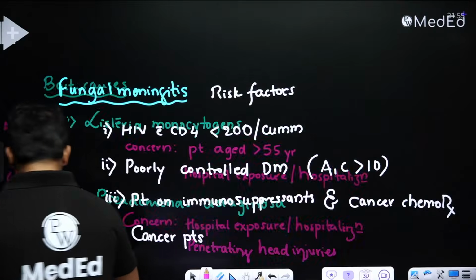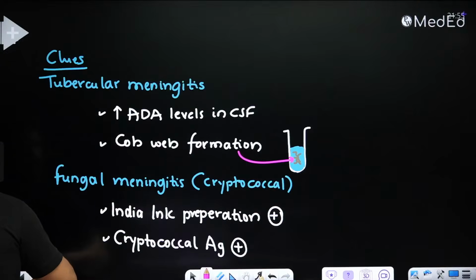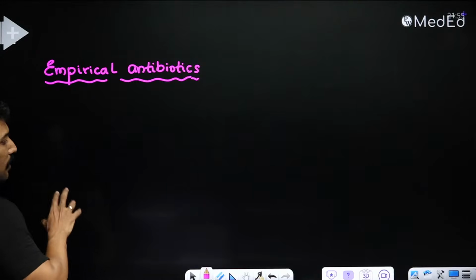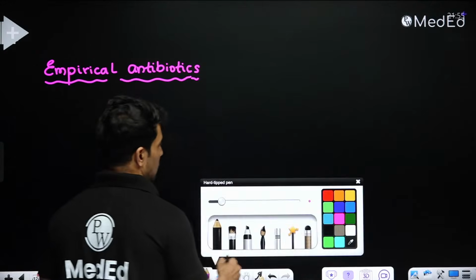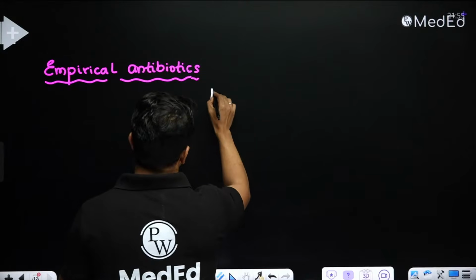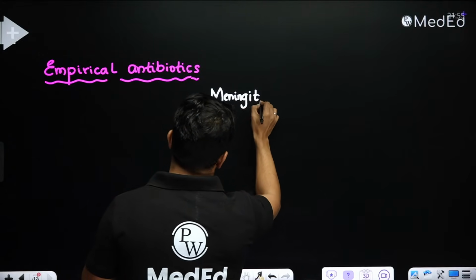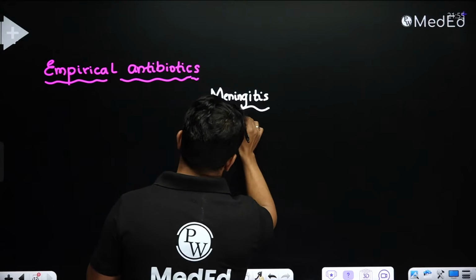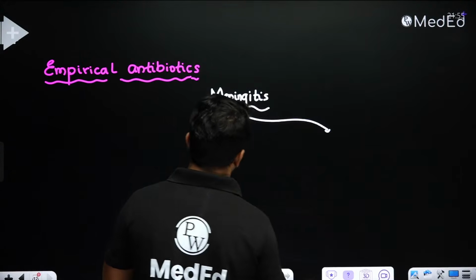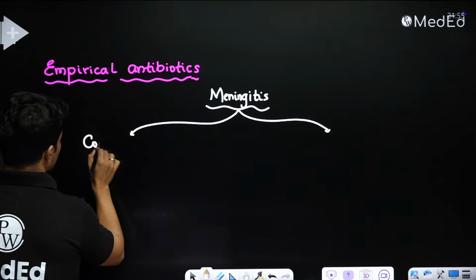So I'll give you a protocol. This will definitely help you to deal with real patients as well as all the MCQs related to the empirical choice of antibiotics. So what will we do? We will divide the patients of meningitis into two baskets. The first basket is community acquired meningitis.